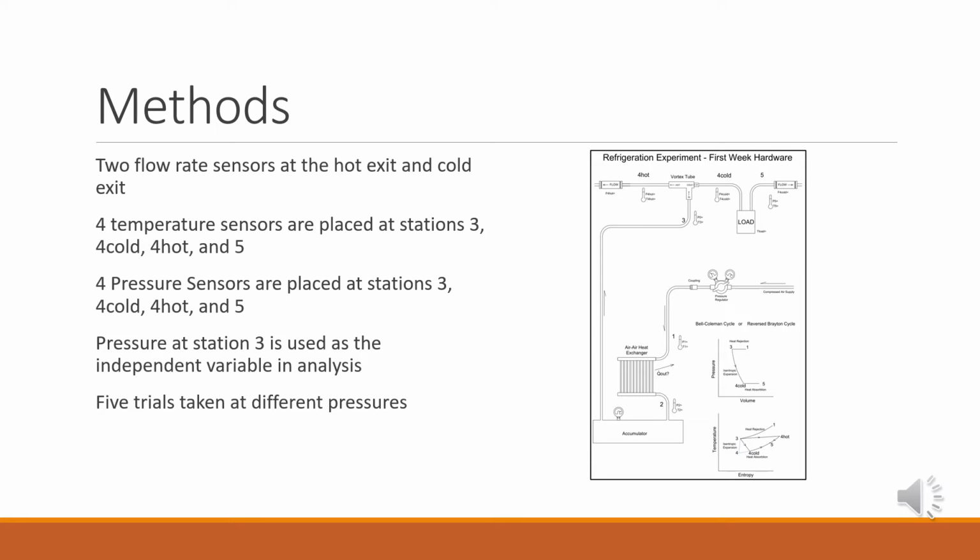Pressurized air was pumped through the system shown here. A vortex tube is used to create a hot and cold output from ambient temperature input. We measure the temperature and flow rate at various points in the system and across a range of input pressures.